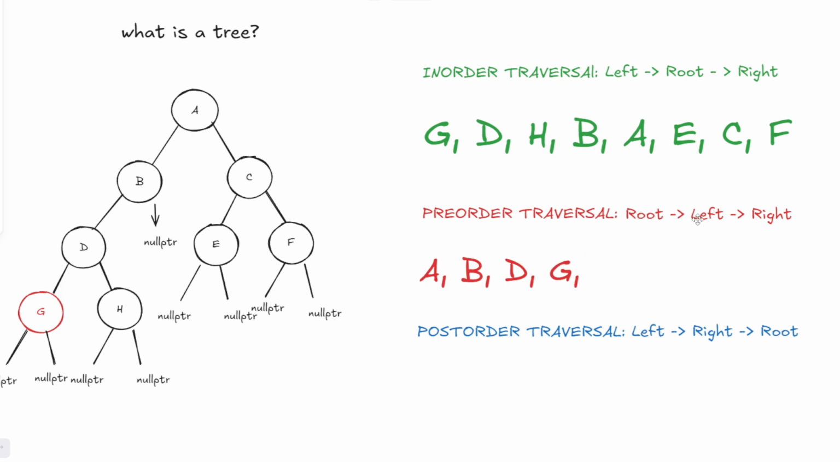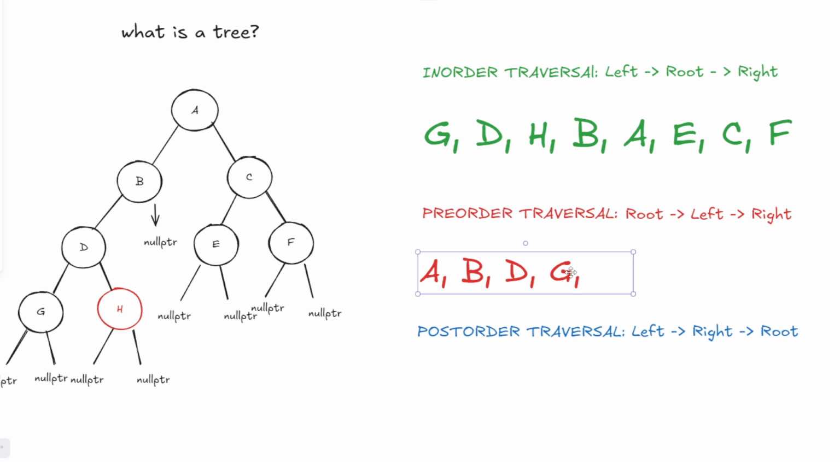Now we finish G. We go to its left subtree, we find a null pointer. Then we go to its right subtree, we find a null pointer as well. So now we finish the left subtree of D, and we finish D as well. So we finish D, its left subtree. Now we go to its right subtree, which is H.